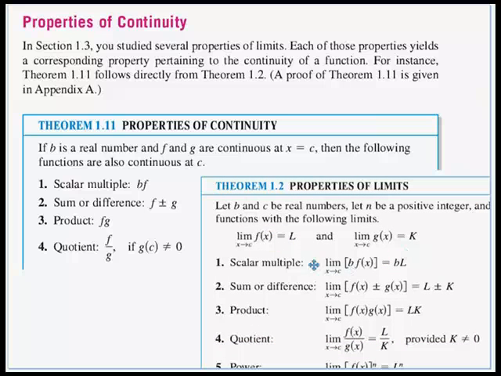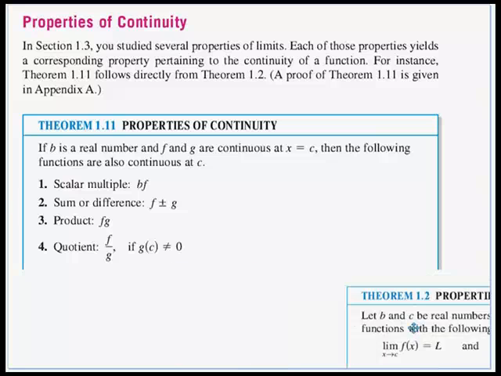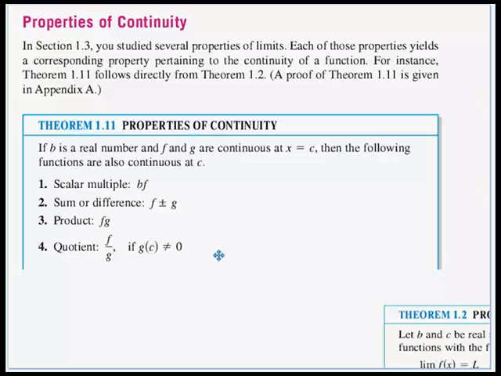Again, these are very, very similar to our properties of limits. If we had a limit, we could do a scalar multiple and still be fine. We could sum two different limits together. We could do the product of two different functions' limits and the quotient. So all those properties of limits also correspond to our properties of continuous functions.